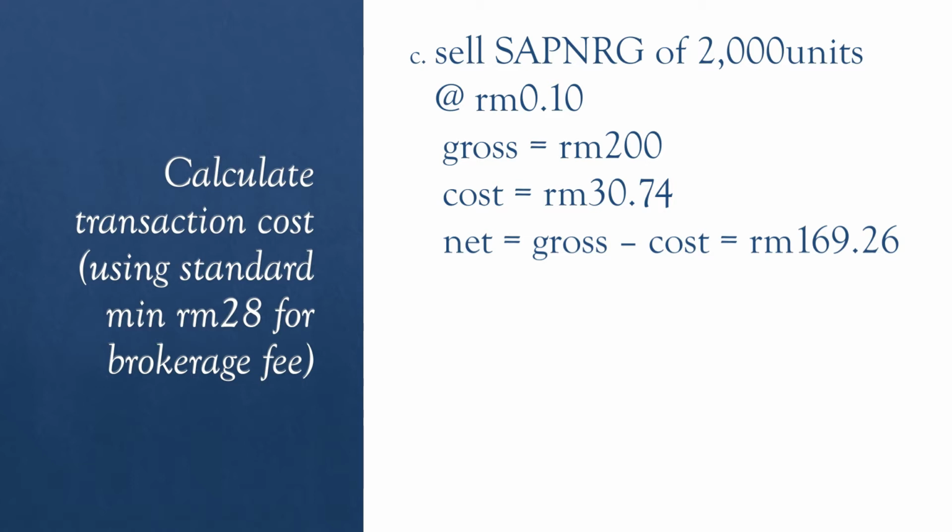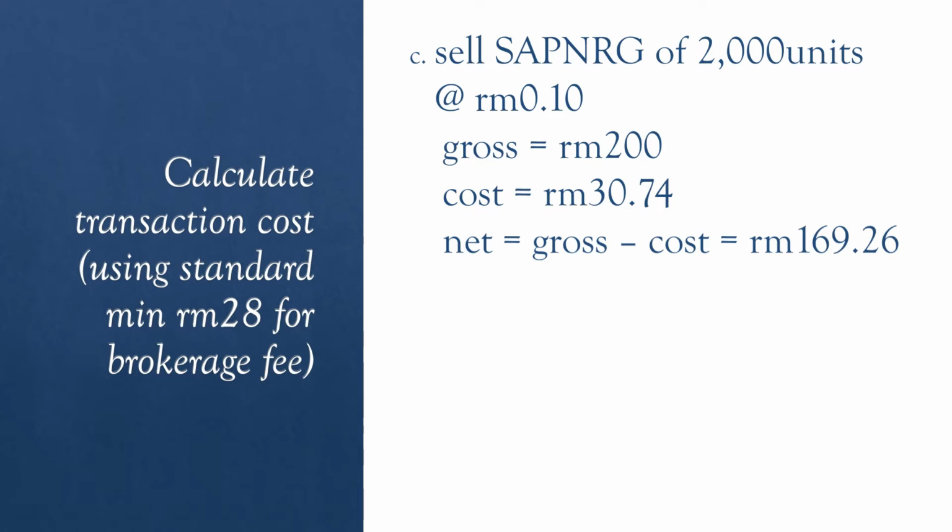Okay, pay attention here ya. Bila you beli, when you buy, you will add the cost into your gross. Now this one, because we are selling, so you will minus the cost from the gross. Then only you get the net.